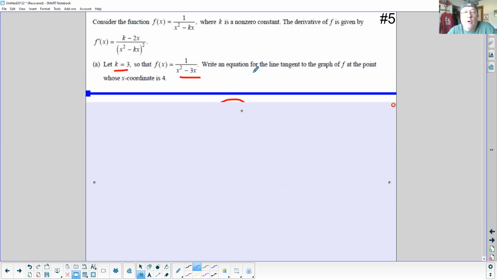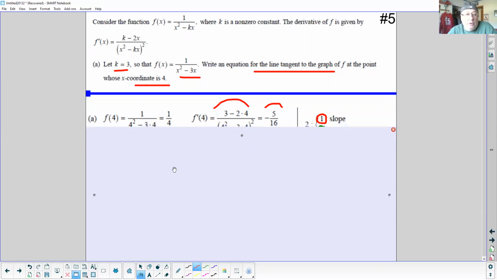Write an equation for the line tangent to the graph. Well, that's pretty simple if the x-coordinate is 4. You need a point and you need a slope anytime you do a tangent line. So very common question. To get the point, you just substitute 4 into regular f, and you end up with 1/4. And then to get the slope, you just plug in 4 into the derivative, which is already given to you.